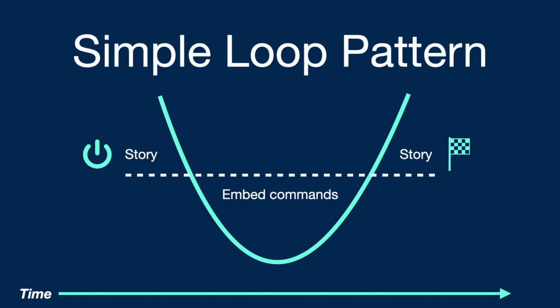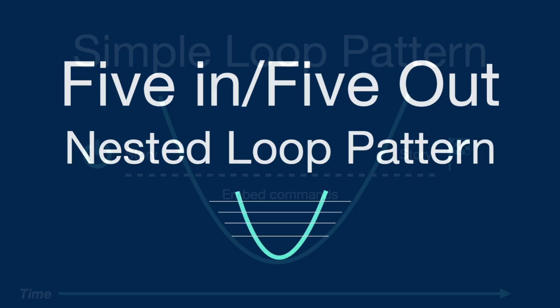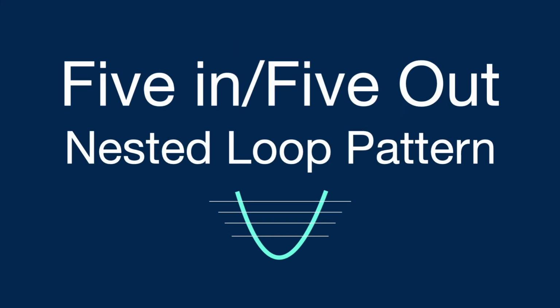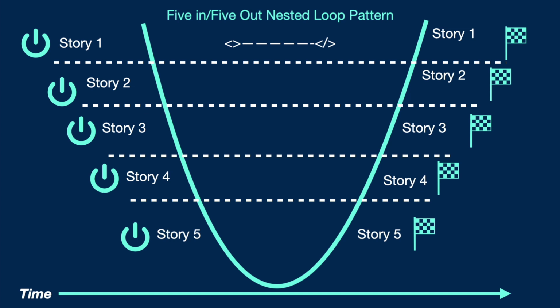But what we're going to do is a 5 in and 5 out nested loop pattern. So the way this works is I'm going to be telling you of story 1, then I'm going to embed some kind of command, and then I'll start story 2, then we'll interrupt that one with story 3, story 4, story 5, and then we'll eventually wrap up these stories as we're moving along through the hypnotic session.